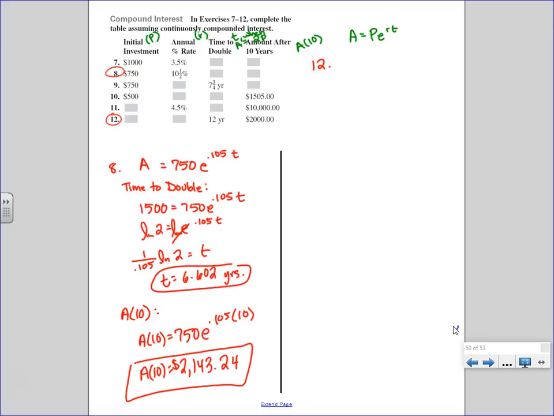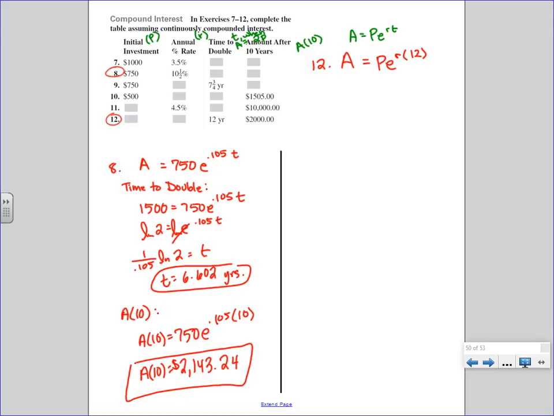Can we plug in P? Can we plug in R? What can we plug in? T is 12 at one point. So we can say P e to the R, T is 12 at one point. Struggle. How am I going to solve for anything? Wait, at what point is T 12?